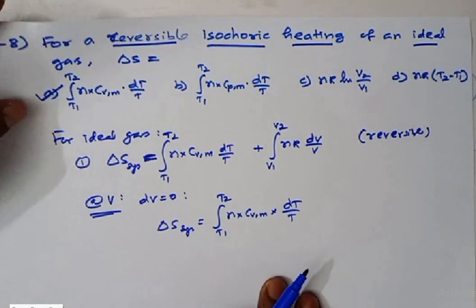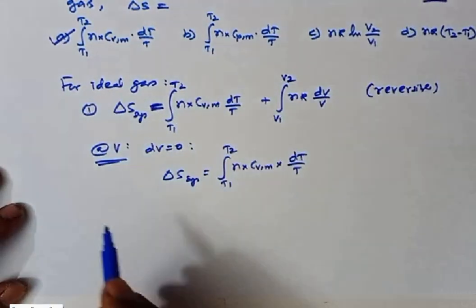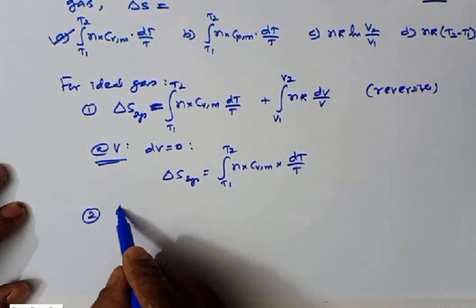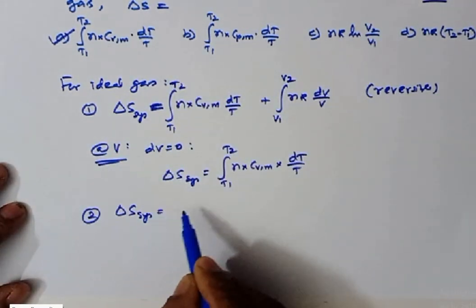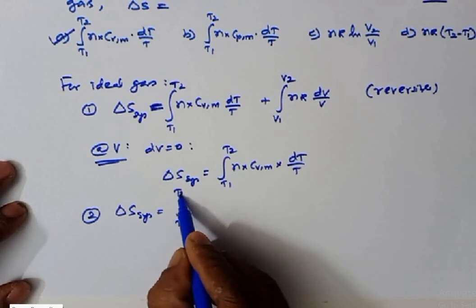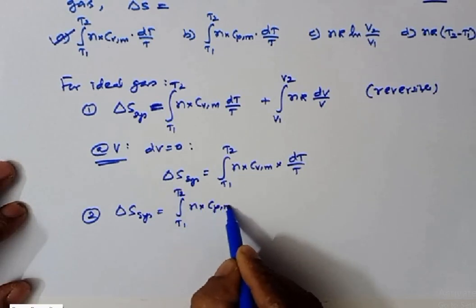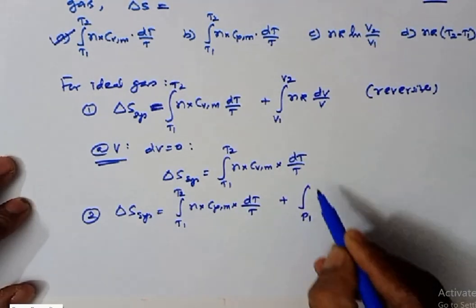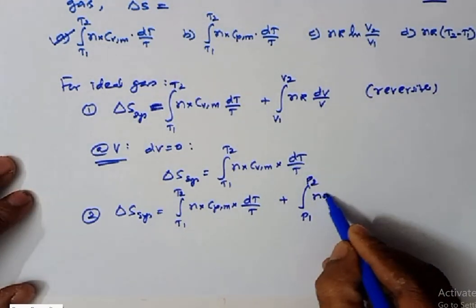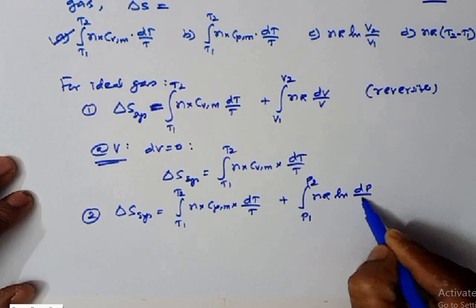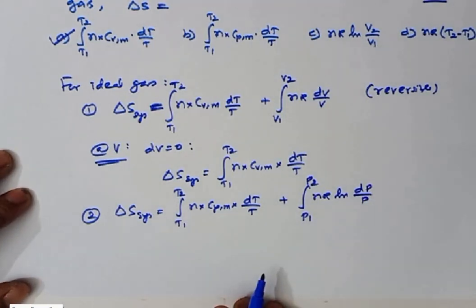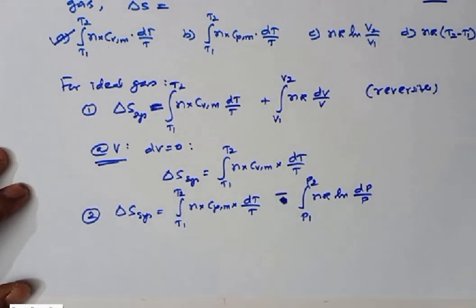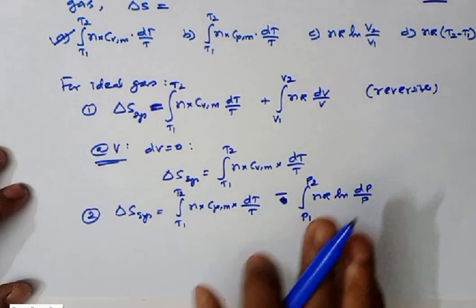We have one more equation to find the entropy change of system for ideal gas. The second equation, see, this equation is applicable only for ideal gas. Second equation is delta S system equal to integral T1 to T2 n Cpm dT by T plus integral P1 to P2, in terms of pressure, nR ln dP by P. Okay, and actually this should be minus sign, minus. Right?